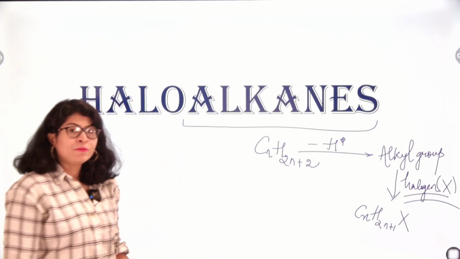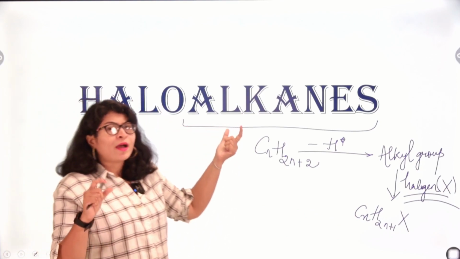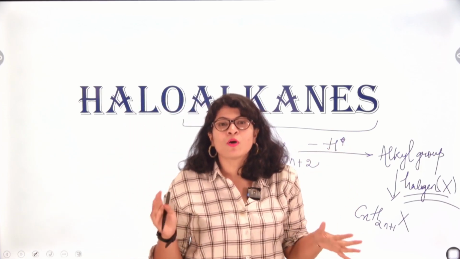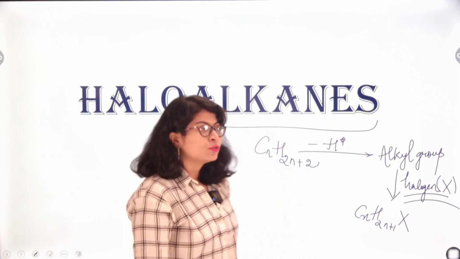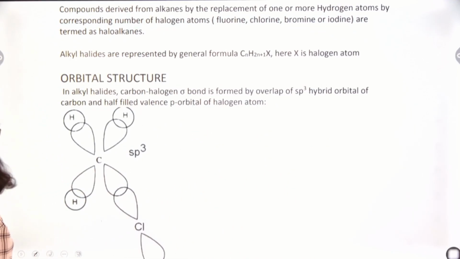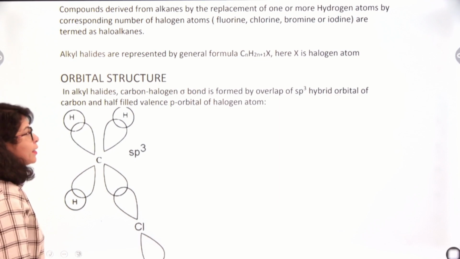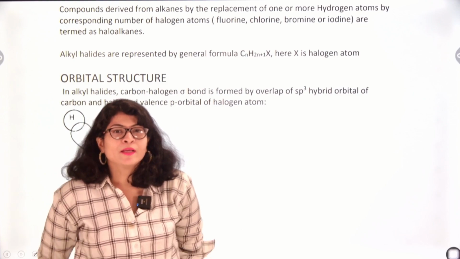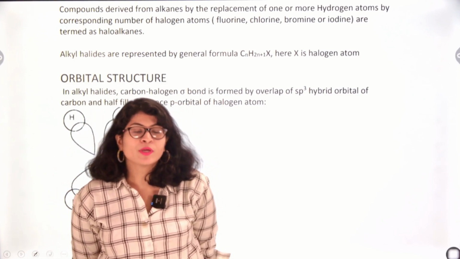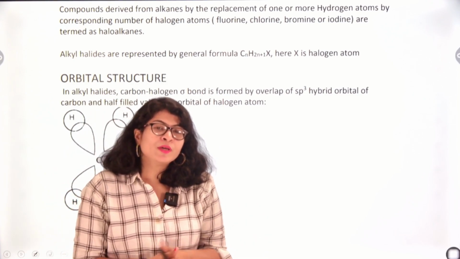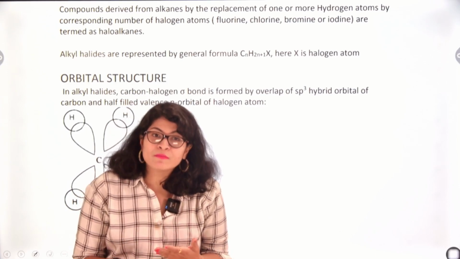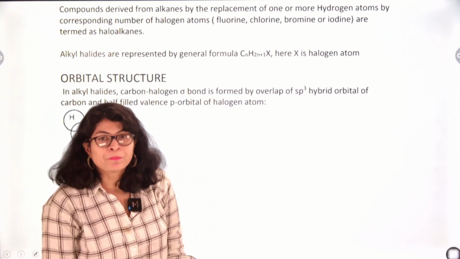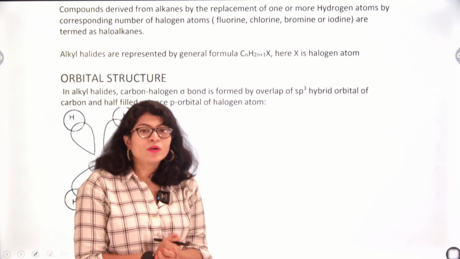So if in an alkane I replace a hydrogen atom with any halogen, I get my class of compounds commonly known as haloalkanes. So let's see. The compounds derived from alkanes by the replacement of one or more hydrogen atoms by their corresponding number of halogen atoms. Whichever number of hydrogens I remove, I compensate with that much number of halogen atoms, and I get my class of alkyl halides or haloalkanes. They are commonly known as alkyl halides too.